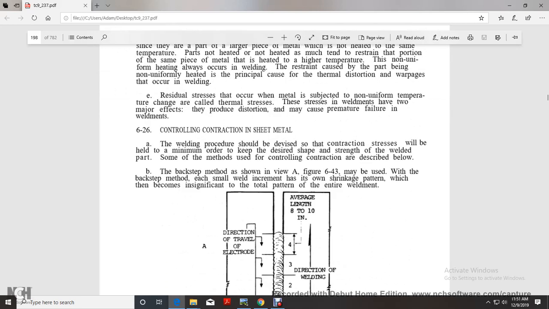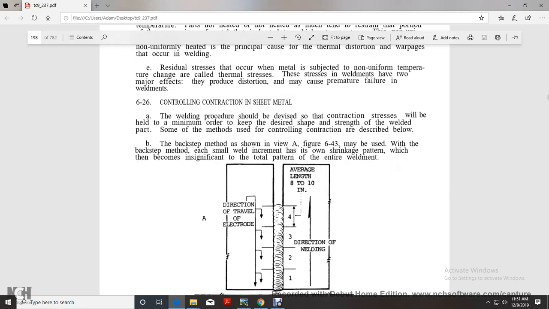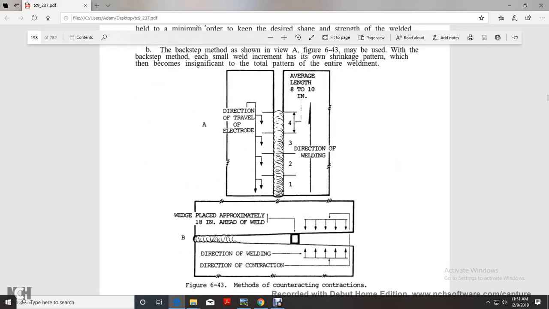Controlling contraction. In sheet metal, the welding procedure should be planned so that contraction stress is held to a minimum in order to keep the desired shape and the strength of the weld. Some of the methods used for controlling contraction are described below. The backstep method, shown in view A of Figure 6-43, may be used. Each small welding increment has its own shrinkage pattern, which becomes insignificant to the total pattern of the entire weldment. Figure 6-43 shows the method of contraction control.